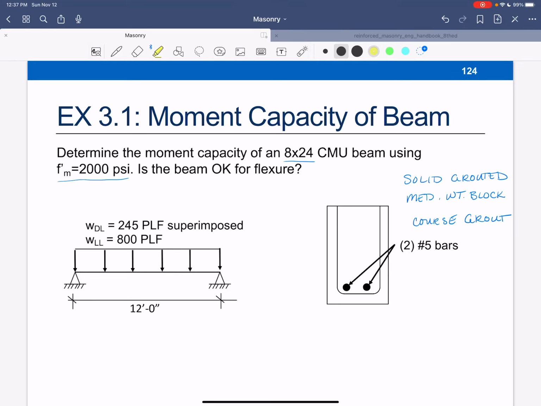So let's start with our first example for bending. So the capacity of a beam, excuse me, my voice is a little off, but I'll do my best here. We're going to determine the moment capacity of this concrete masonry unit beam.